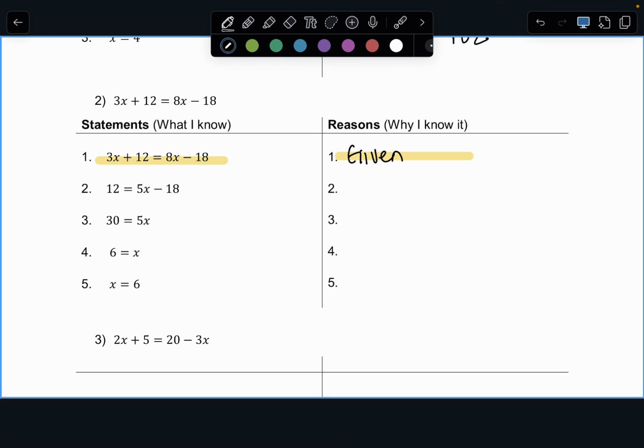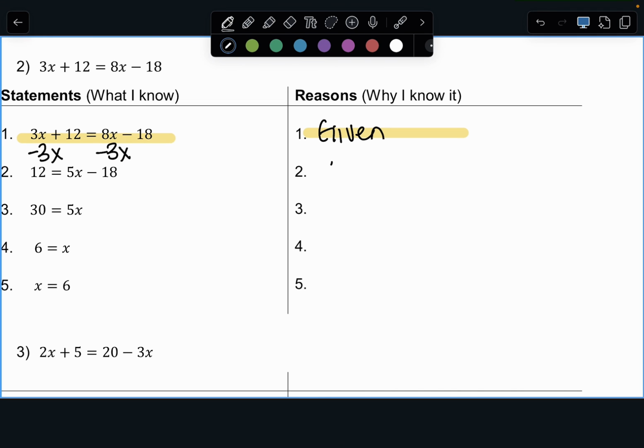Then we solve. This one already has the algebra part filled out for us. So let's try to figure out what they're doing. They took the 3x plus 12, and they got rid of the 3x and combined it with the 8x. So Reagan, what did they do to that 3x? They subtracted it. So they used the subtraction property.